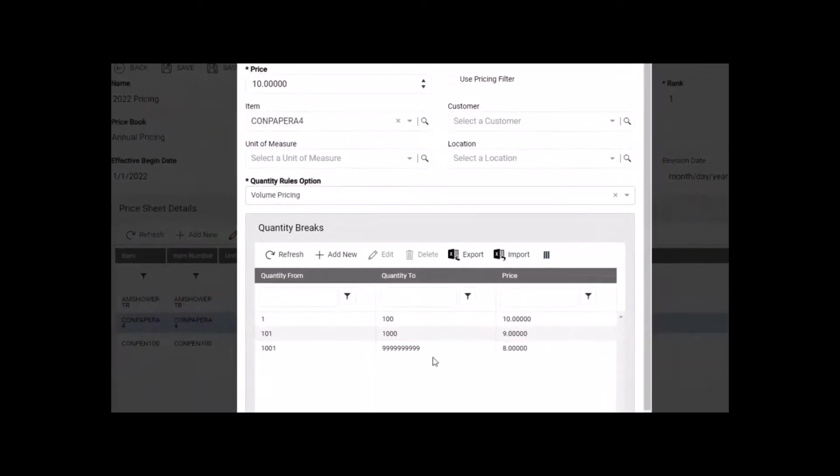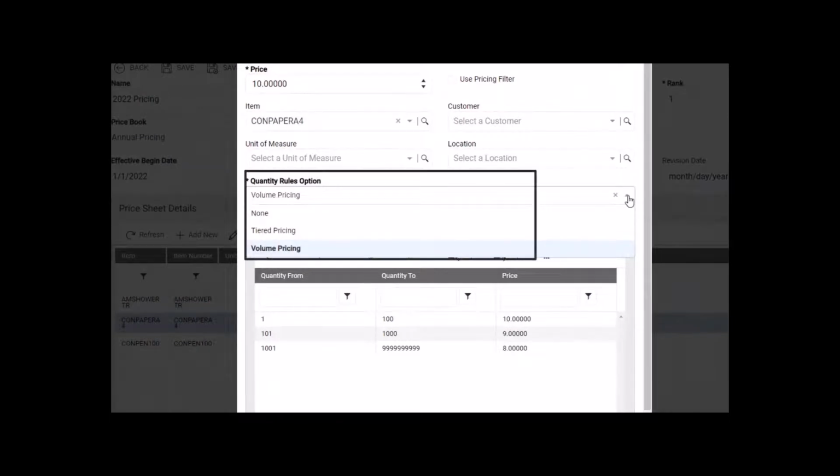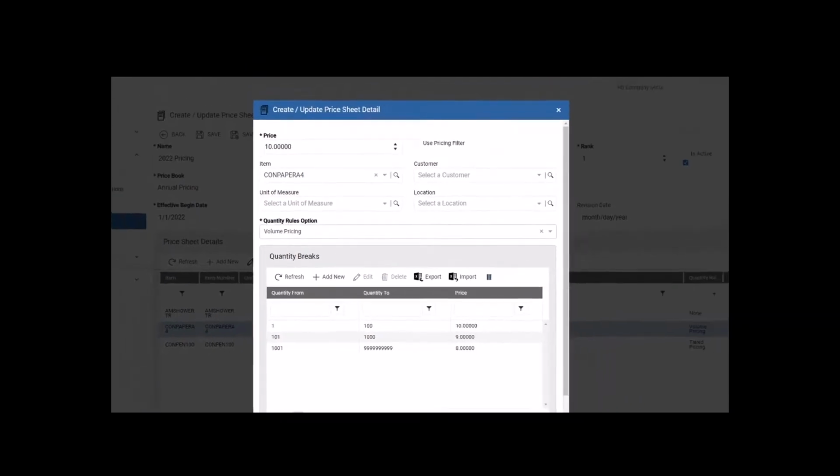The price sheet is also where you can set up quantity breaks if you price your items based on quantity sold. You can do it based on volume, where the price is based on that quantity break, or tiered, where it's the average price of each quantity break affected.